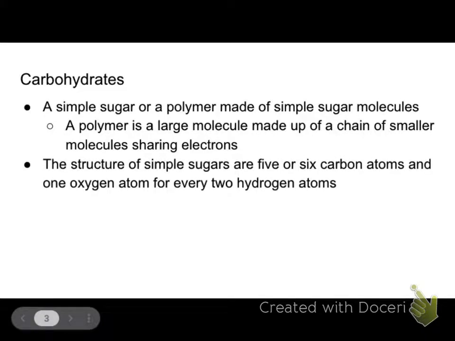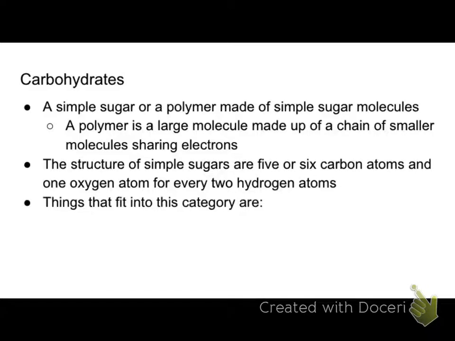The structure of a simple sugar is that it just has 5 or 6 carbon atoms, and it has 1 oxygen atom for every 2 hydrogen atoms that are in it. Things that fit into the category of carbohydrates are simple sugars like glucose and fructose. Okay? If you mix glucose and fructose together, I believe you get sucrose, which is the sugar you are used to eating. So if you just have a jar of sugar at home, you probably have sucrose. Okay?